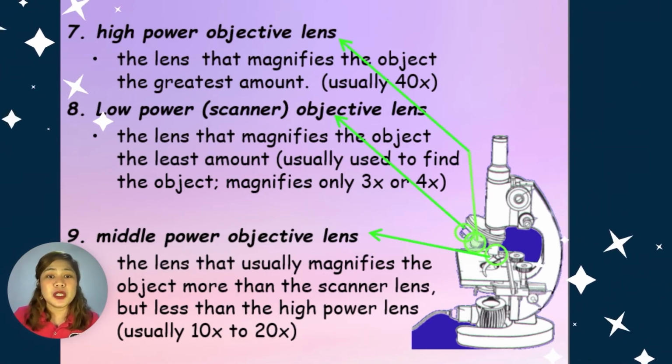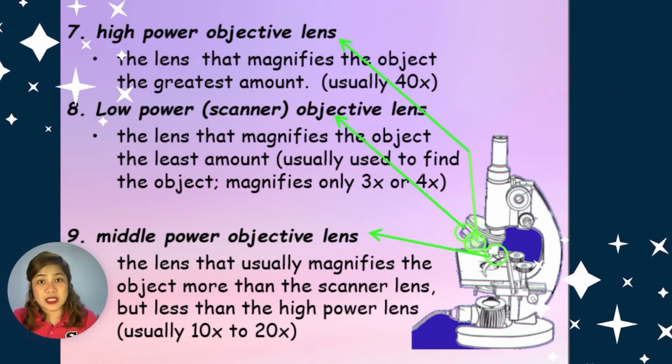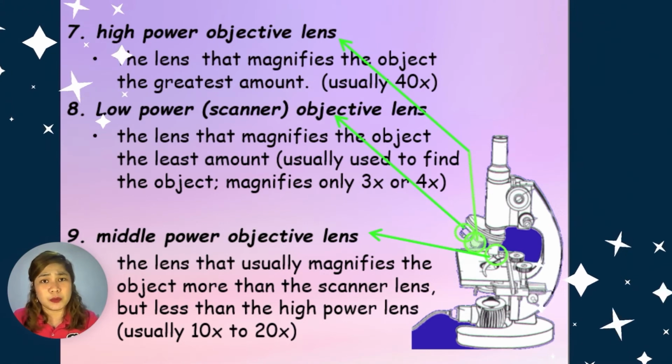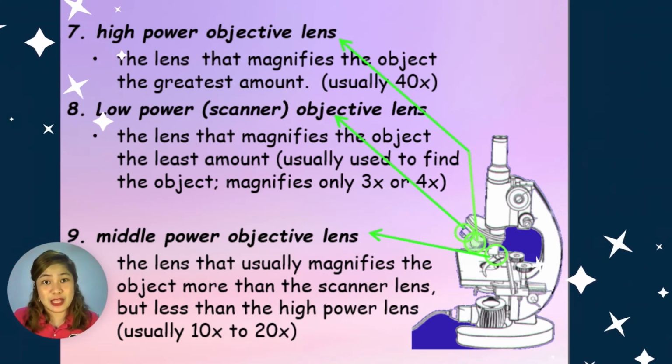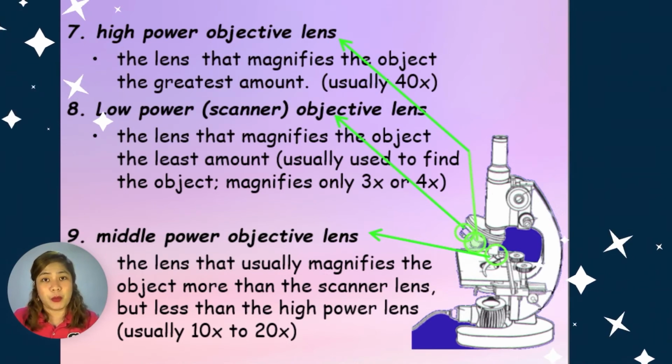So usually used to find the object, it magnifies only 3x or 4x. Usually we do not call it the low power objective. We call it the scanner. Okay, scanner. And we have the middle power objective lens. This is the type of objective that I call LPO or low power objective. Okay, so it's different from the scanner.